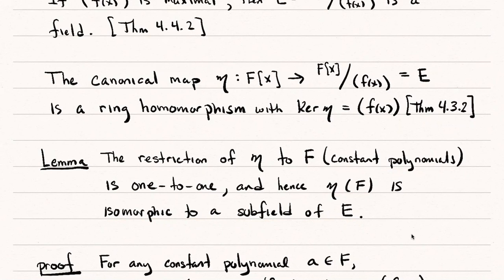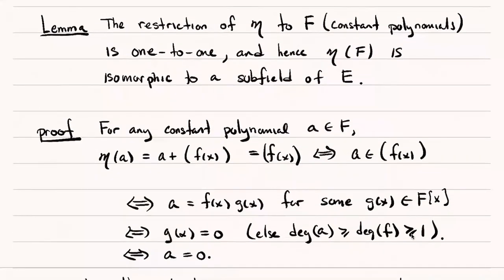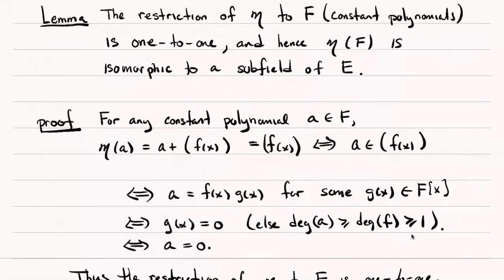Well, we know it's a ring homomorphism. We know it's onto its image. I have to show you it's one-to-one. A ring homomorphism is one-to-one if and only if the only thing it sends to zero is zero. So that's how I'm going to start this proof: I'm going to take some constant polynomial a. Why? Because I'm restricting eta, so I'm only plugging in constants. I plug it into eta, and by definition, that's the coset containing the constant polynomial a. And suppose a is in the kernel of eta.